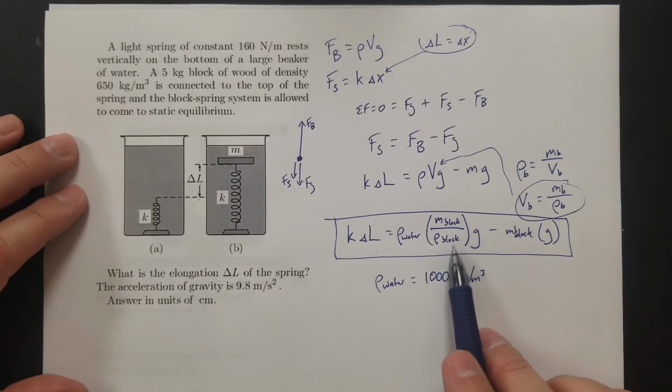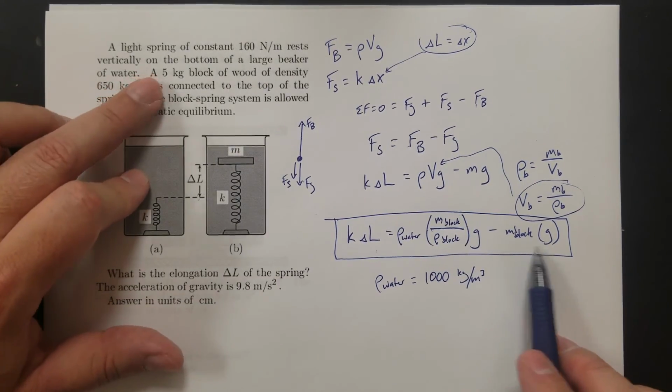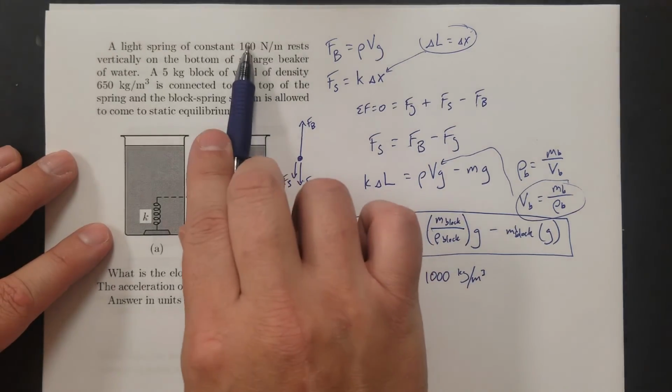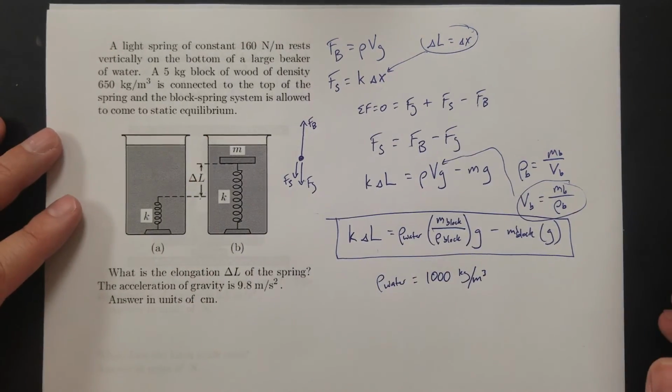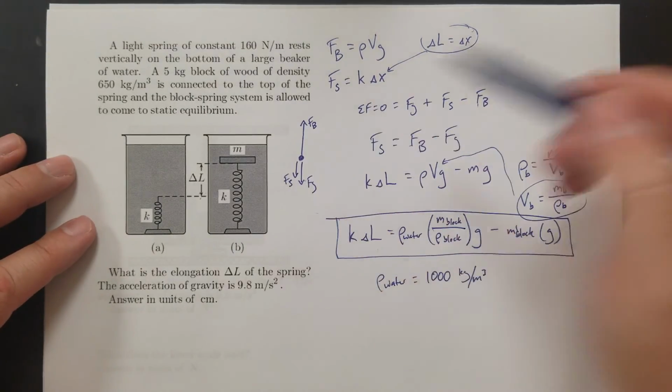Mass of the block, I have it. Density of the block, I have it. g is obviously 9.8. Mass of the block, I have it. g is 9.8. k is the spring constant. Got the spring constant. I can solve everything else. Not hard, but it starts again, like everything else, with drawing a free body diagram.